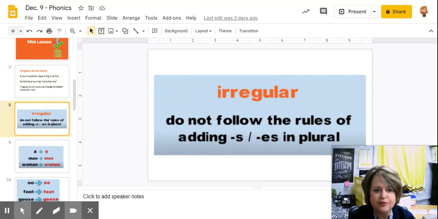So irregular means it doesn't follow the rule. Mrs. Steck would say those are exceptions, but the English language people call them irregular. I like exception better, but they don't want to listen to me.